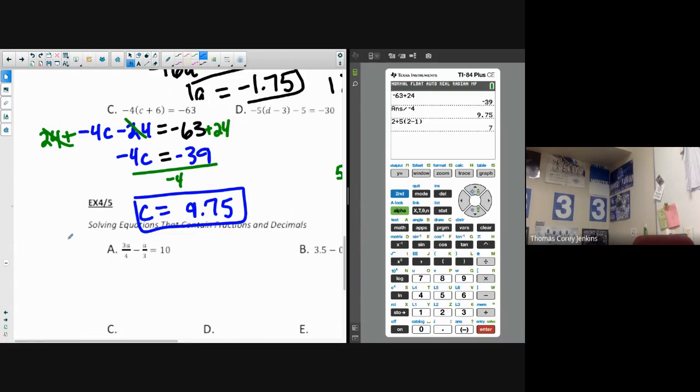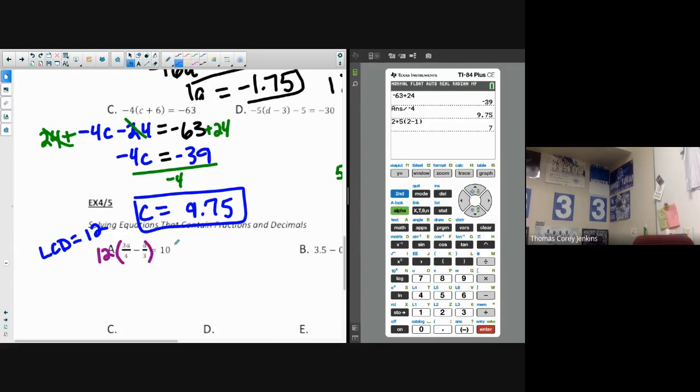So I'm thinking, what is a common denominator? What's the lowest common denominator for 4 and 3? In other words, what's the smallest number that both 4 and 3 go into? And the answer is they both go into 12. So if I multiply both sides by 12, that is going to get rid of both of those numbers. That's what I'm going to do.